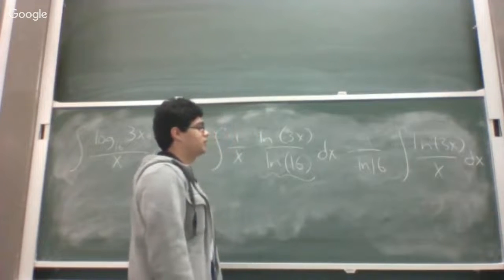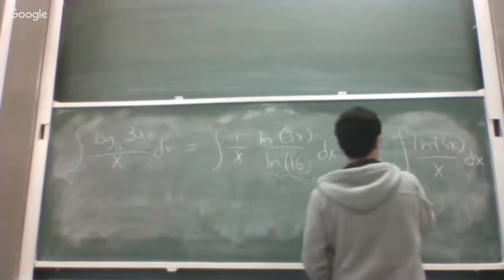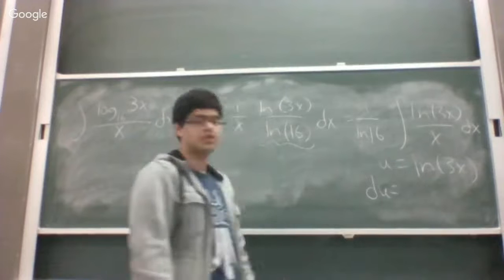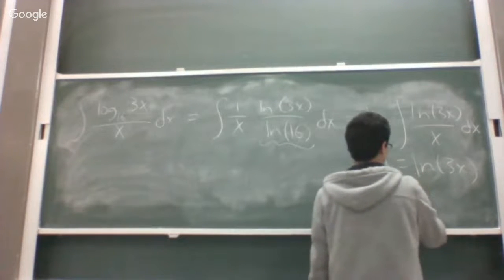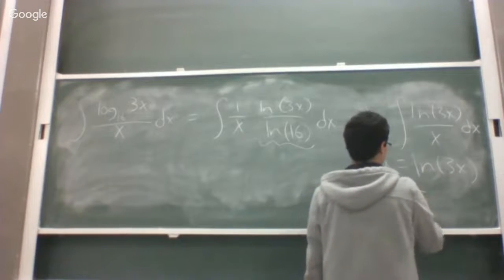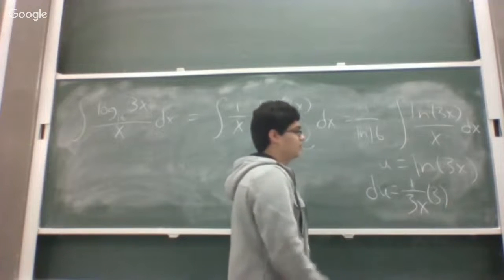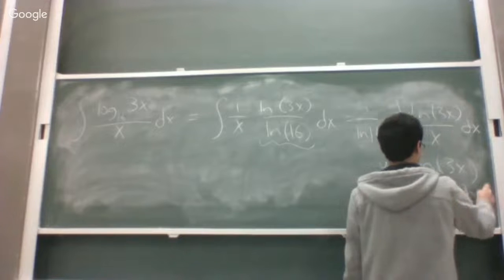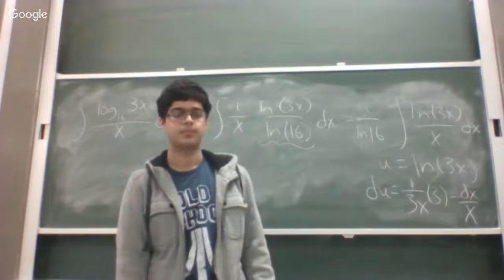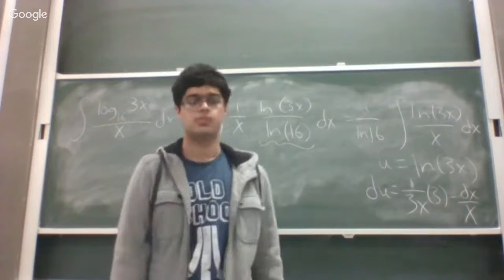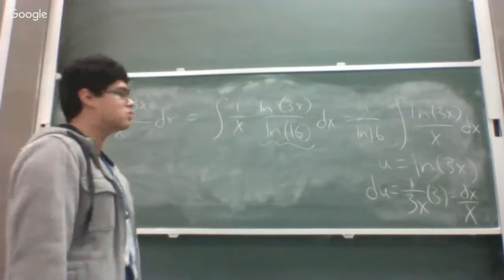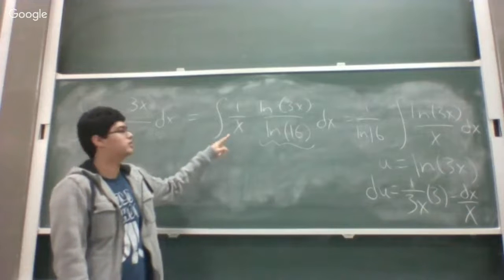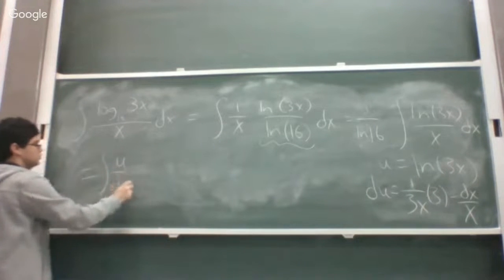What should we make our u? Natural log of 3x. What's the derivative of natural log of 3x? It'd be 1 over 3x times 3. You will cancel them out to get 1 over x times dx. Yep. So we don't even need to multiply by 3 or anything because we already have 1 over x in there. So this is the integral of essentially u du.